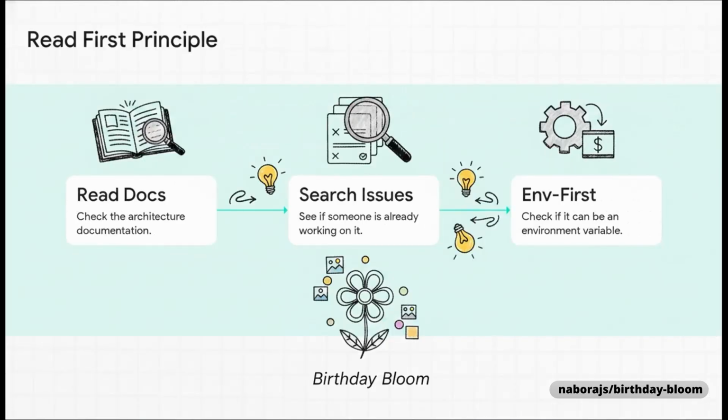Before you jump in and start creating something brand new, the guide highly recommends following the read first principle. Check out the architecture docs. Take a second to search the existing GitHub issues just to see if someone else is already working on your idea. And most importantly, you really need to understand Birthday Bloom's env-first philosophy. This project is built so that users can customize names, colors, and photos just by changing environment variables, zero coding required. So always ask yourself, should this new thing I'm building be configurable via an environment variable?